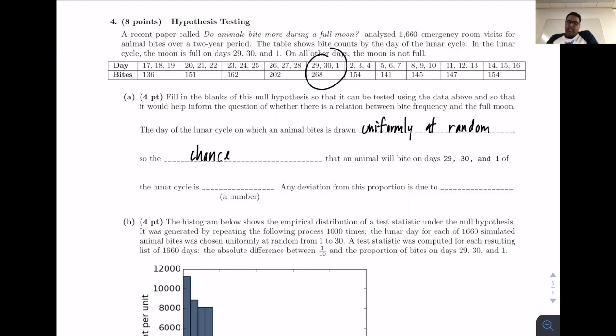Well, it's telling us we want a number, right? Here we have 10 different bins: 17 to 19, 20 to 22, and so on. And 29, 30, 1 is just one of these 10 bins, and each of these bins is just 3 days in the lunar cycle. So since we're starting off by believing everything is chosen uniformly at random, we have no other choice but to say that this is 1/10 or 0.1. And then, as always, any deviation from this proportion is due to random chance.